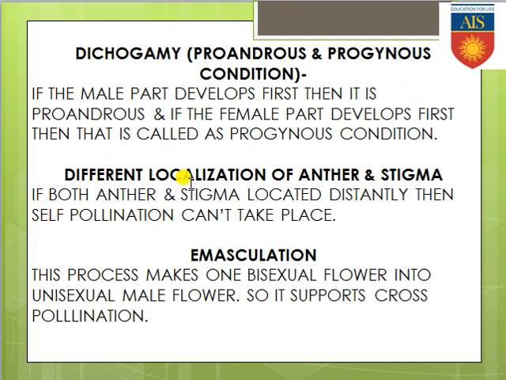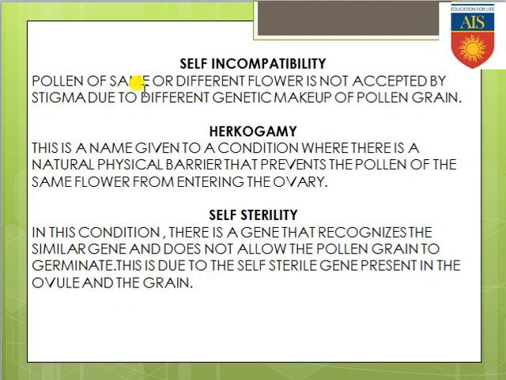So automatically they are bound to perform the cross pollination. They have to wait for another flower of another plant. Okay, so obviously emasculation is also encouraging the cross pollination, not the self pollination. In the next, you can see here that is self incompatibility.